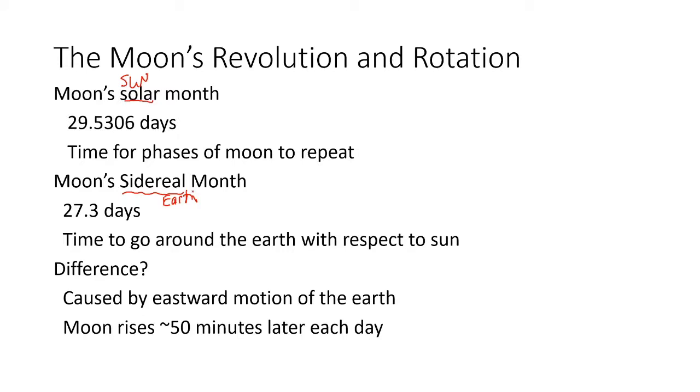Now, why aren't they the same number? It's caused by this eastward motion of the Earth, because we're moving around the sun. In practical terms, what this means is the moon rises about 50 minutes later each day. So if it rises at 9 o'clock one day, it'll rise 9:50 the next day. And then the day after that, what would that be? 10:40, and so on. And it just keeps rising later and later each day. So there are many nights where you don't even have a moon. You don't have a moon every single night.